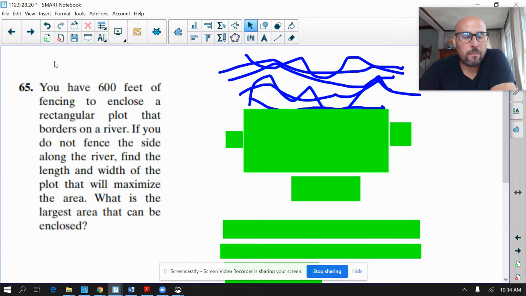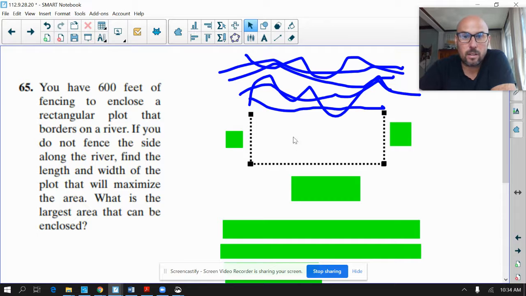Two more to go. This is such a classic problem. You've got 600 feet of fence and you want to build a rectangular plot. Thank goodness it's a rectangle. But not so simple, because there's a river that's going to border one side of your rectangle. So you're only really responsible for constructing 3 walls of this rectangular pen, since the river is acting as one wall. Well, you can draw out a rectangle using the river as a boundary.